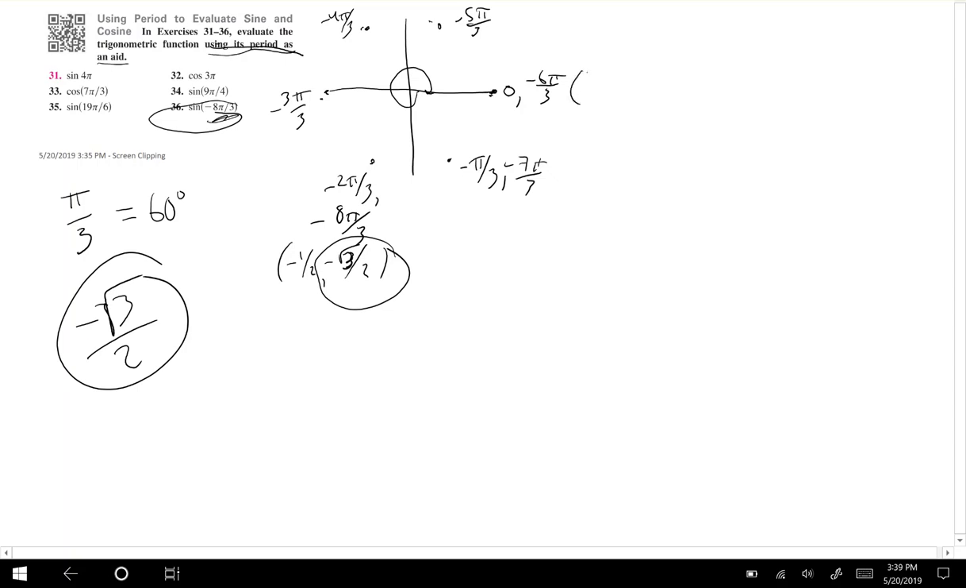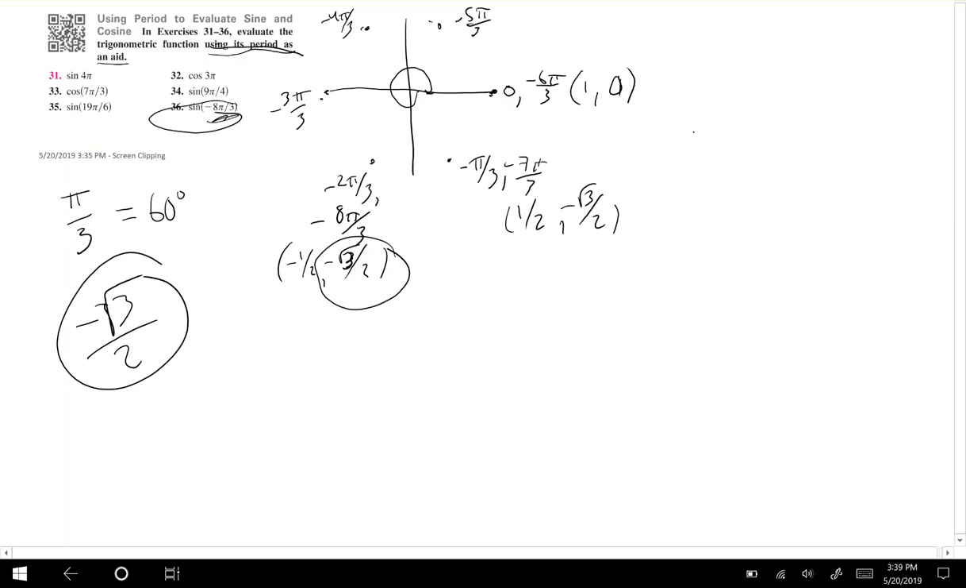So whatever I get at 0, I then again got at negative pi over 3. Whatever the location, whatever the coordinate pair is at negative pi over 3, we get the same thing at negative 7 pi over 3, because those angles are coterminal.